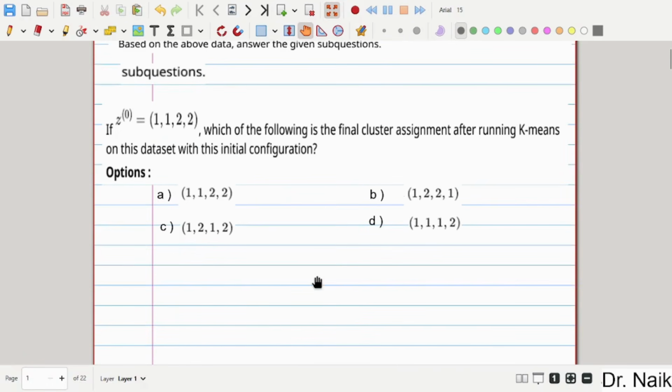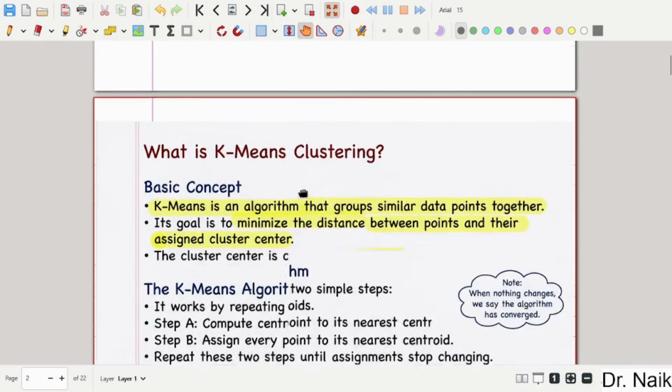The first sub-question is: if Z superscript 0 is equal to (1, 1, 2, 2), which of the following is the final cluster assignment after running k-means on this data set with this initial configuration? These are the options given to us.